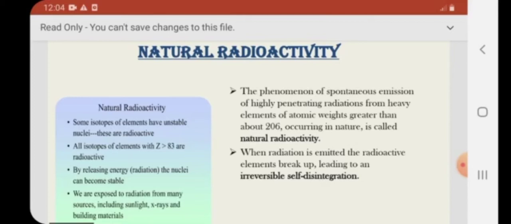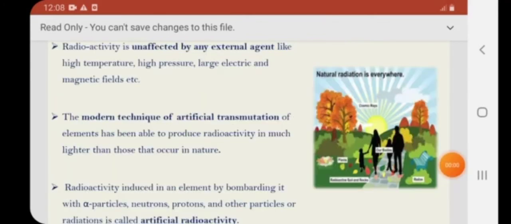The phenomenon of spontaneous emission of highly penetrating radiation from heavy elements of atomic weight greater than about 206 occurring in nature is called natural radioactivity. Natural radioactivity originates from various sources such as radioactive elements contained in the soil, cosmic radiation that comes from space and the sun in particular, and the radioactive elements that we absorb by breathing and nourishing ourselves.